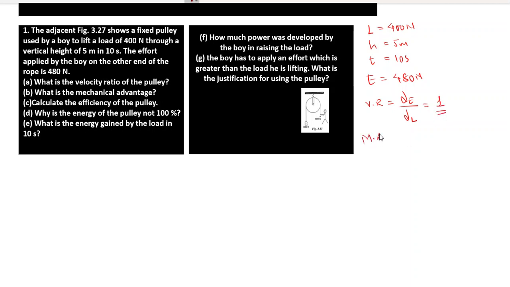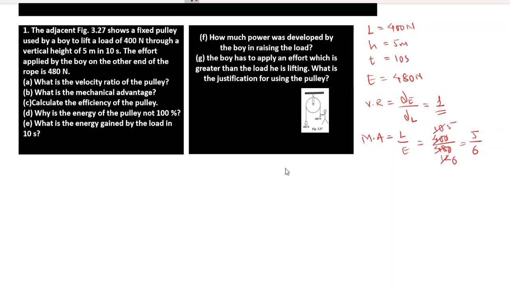What is the mechanical advantage? See, mechanical advantage should also be 1, but the mechanical advantage formula states something else. Mechanical advantage formula is load upon effort, which is 400 upon 480. Okay, so this will be 4 tens and 4 twelves. 2 fives and 2 sixes. So mechanical advantage is 5 by 6, which is less than 1, definitely.